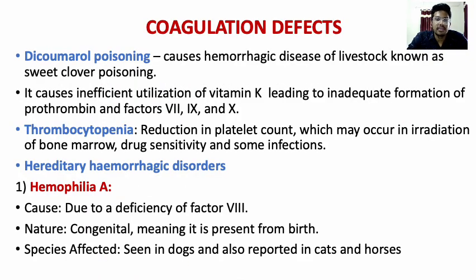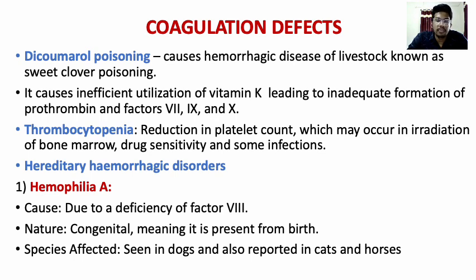Now let's learn a little bit about the coagulation defects or some problems in coagulation. First is dicoumarol poisoning. Dicoumarol poisoning is a common thing in some countries where sweet clover is fed, and in the moldy sweet clover there is a formation of a compound called dicoumarol. The dicoumarol causes the inefficient utilization of vitamin K, leading to inadequate formation of prothrombin and factors 7, 9, and 10. It is also very closely related to warfarin poisoning, warfarin being a synthetic compound used in rodents as a rodenticide.